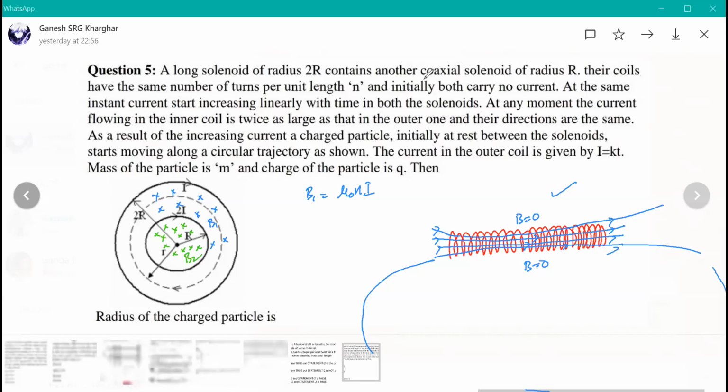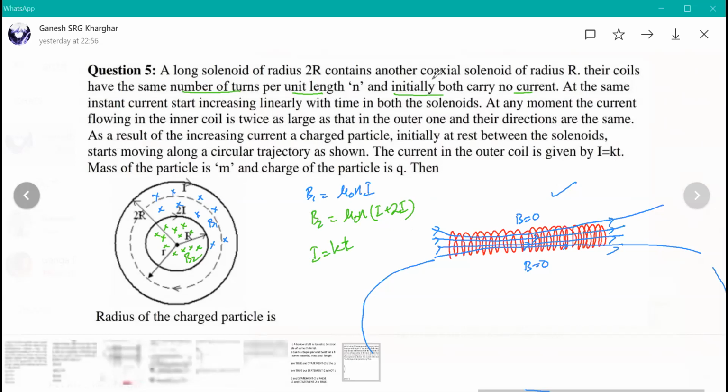Whereas if I was concerned with the field inside, which I'm not in this case, that would have been mu naught, with both having the same number of turns per unit length, N. So mu naught N I plus 2 I. Now this I is equal to what? It is some K T, like this. K into time.